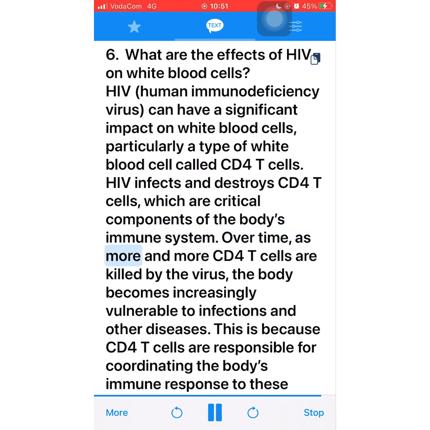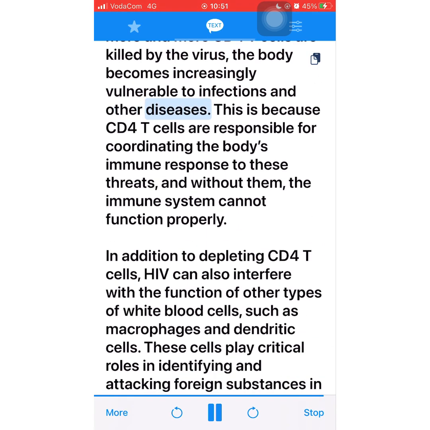Over time, as more and more CD4 T cells are killed by the virus, the body becomes increasingly vulnerable to infections and other diseases. This is because CD4 T cells are responsible for coordinating the body's immune response to these threats, and without them, the immune system cannot function properly.